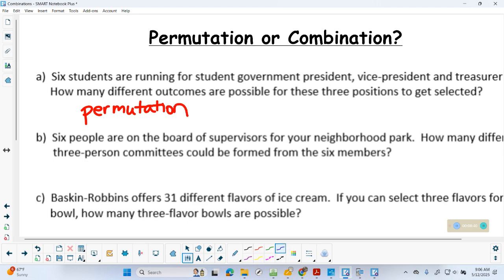Let's read B. 6 people are on the board of supervisors for your neighborhood park. How many different 3-person committees could be formed from the 6 people? Combination. It doesn't say anything about the order of who's on what committee making any sort of a difference.